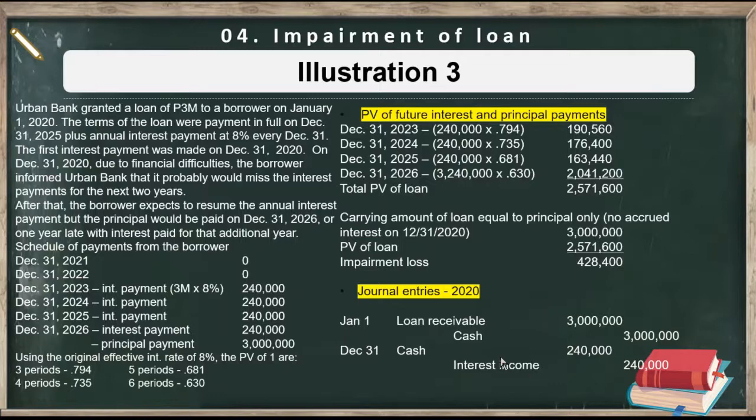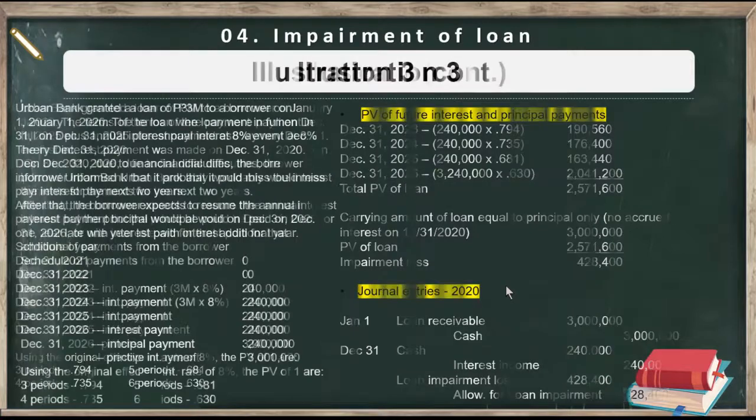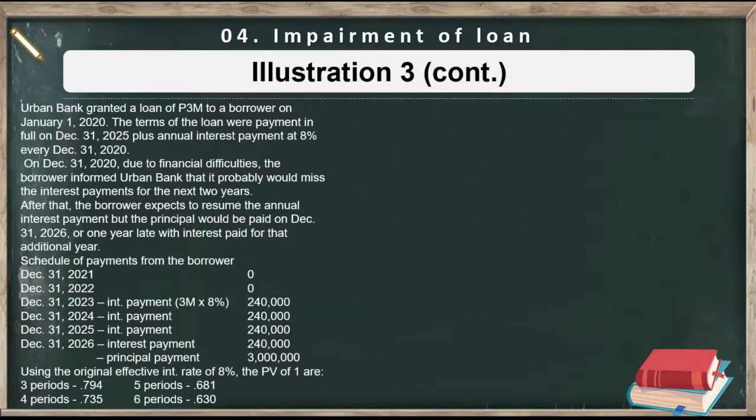And on December 31, since it was known that there would be missed payments of interest and there would be an extension, the principal was supposed to be paid in 2025 but was moved by another year, so we need to get the impairment loss if any, and we already computed the impairment loss. So debit loan impairment loss and credit allowance for loan impairment, 428,400. On 2021, that's a year after, so we will prepare the entry.